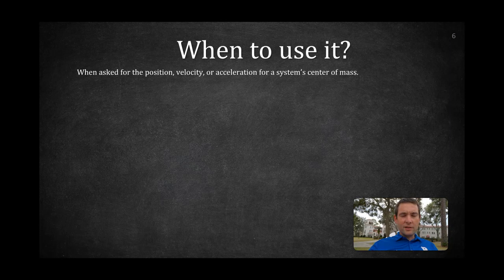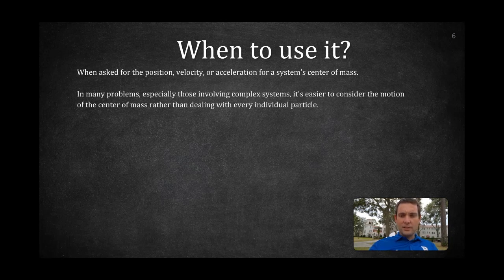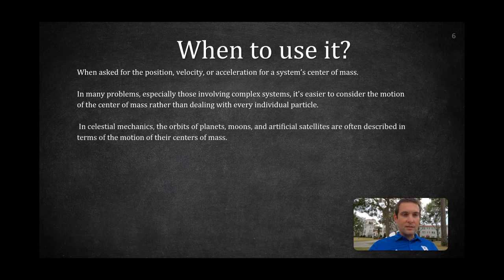When do we use this center of mass? When we're asked for the position, velocity, or acceleration for a system's center of mass. In many problems, especially those involving complex systems, it's easier to consider the motion of the center of mass rather than dealing with every individual particle. We've done this before, earlier in the year, when we shrunk objects like a car down to a point mass. We were just tracking the movement of a car's center of mass. In celestial mechanics, when we were looking at the orbits of planets and moons and artificial satellites, we talked about the motion of their centers of mass.